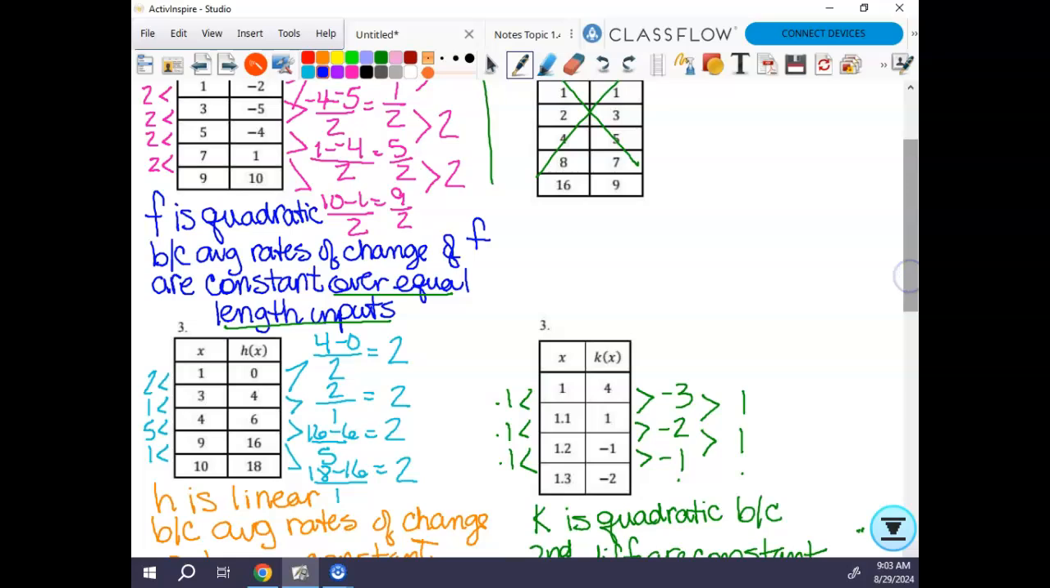It says F is quadratic because average rates of change, that's this column right here, are constant over equal length inputs. No. If the average rates of change are constant, that makes it linear, and they're clearly not, right? It's the average rates of change that are changing at a constant rate. This is the average rate of change of the average rate of change. So here's how we can fix this without making it too terribly bad. F is quadratic because average rates of change of F are changing. See, we have room over here.